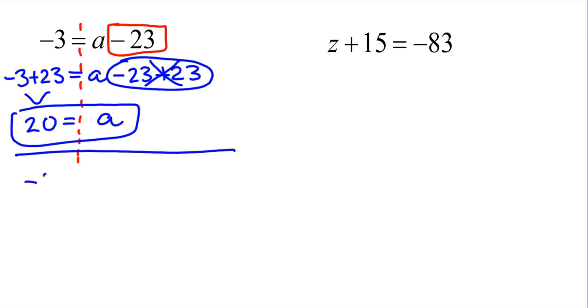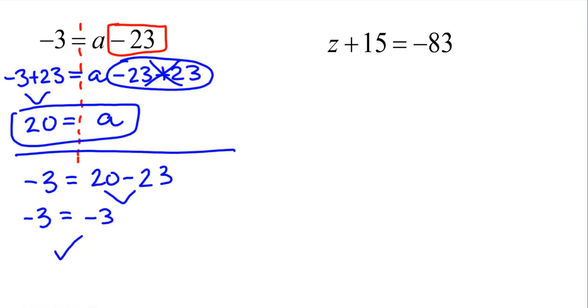And again, just to be sure, I'm going to check that. Negative 3 equals 20 minus 23. So negative 3 equals 20 minus 23 is negative 3. That checks out. I know I have the solution. So just take the extra couple seconds to check your solution to make sure that it is correct.